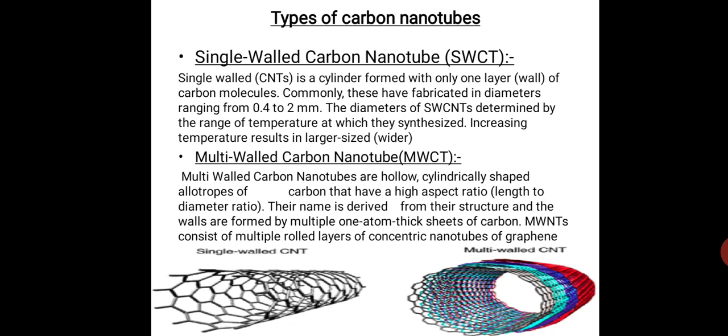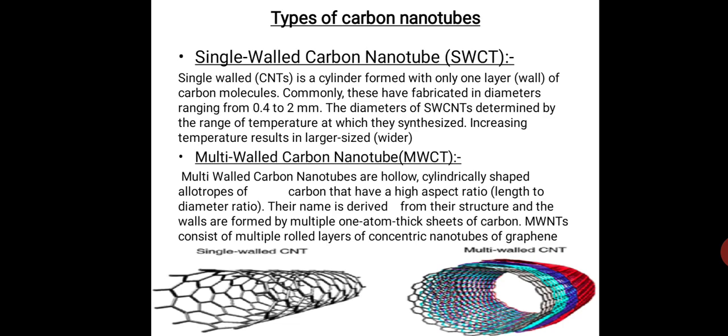So coming to the types of carbon nanotubes, we have single-walled carbon nanotubes and multi-walled carbon nanotubes. Single-walled carbon nanotube is a cylinder formed with a one-layer wall of carbon molecules. Commonly, these are fabricated in the diameter ranging from 0.4 to 2 nm. The diameter of single-wall carbon nanotubes is determined by the range of temperature at which they are synthesized. Increasing temperature results in a larger size.